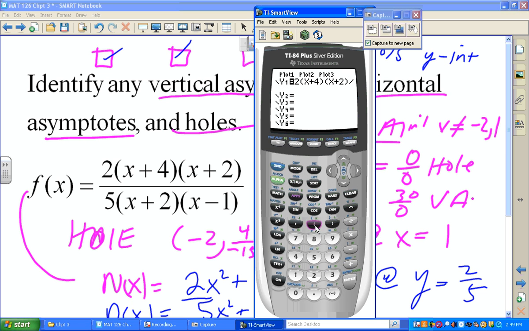Now I need a big set of parentheses. 5 parentheses x plus 2. Close it. X minus 1. And then a double right parenthesis. One for the entire denominator, one for the factor x minus 1. Zoom 6.